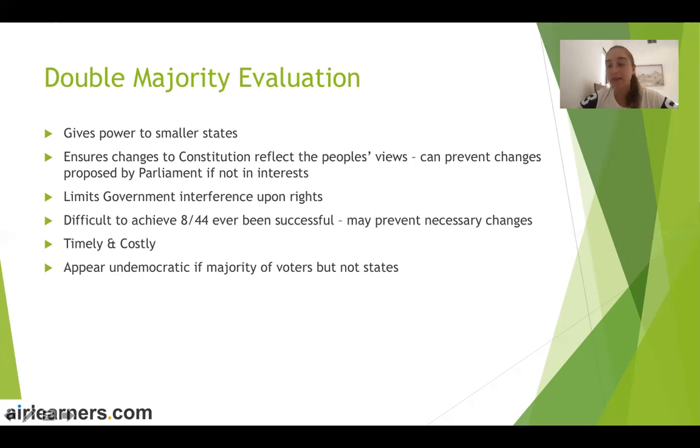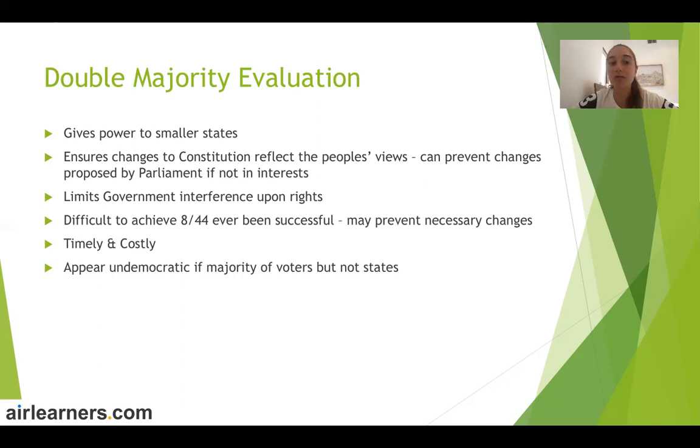Because the double majority provision outlines that second requirement for a majority of states to vote yes, it protects the smaller states. If we only had a majority of all Australians, then Victoria and New South Wales could make a majority of that vote without considering Tasmania and the smaller states' views as well. It also ensures that the changes to the Constitution reflect the people's values and people's views, because it puts the power directly in our hands. And therefore, it prevents Parliament from changing the Constitution in a way that does not protect or reflect our interests.